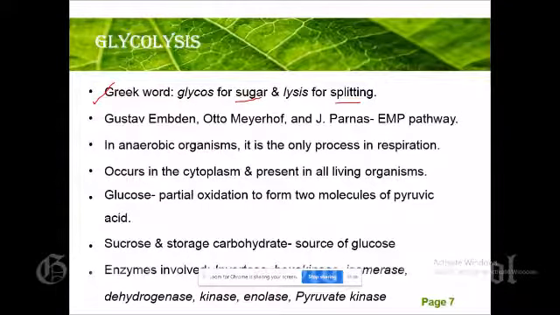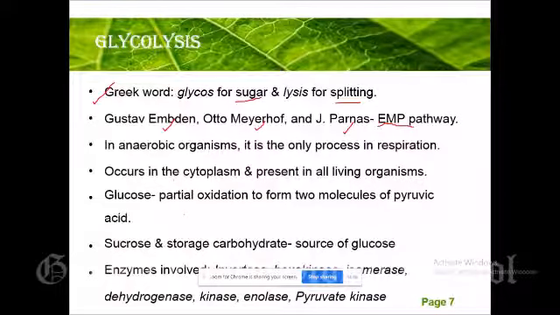It is also known as the EMP pathway, because it was discovered by Embden, Meyerhof and Parnas, right? After the names of these 3 scientists, it is known as the EMP pathway. In anaerobic organisms, those which carry out respiration in the absence of oxygen, it is the only process in respiration.